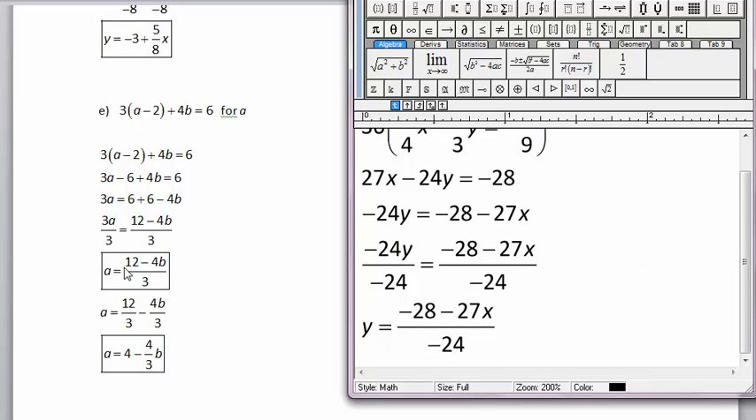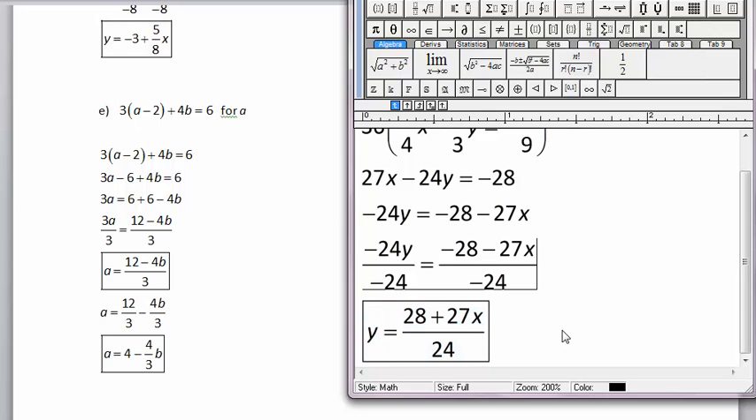As in the previous example, I can leave it as one fraction or I can separate it into two fractions. However, if I leave it as one fraction, this fraction is not currently considered simplified because they all can be divided by the same number, that negative 1. So I could rewrite this as, divide everything by a negative 1. So I could rewrite this as positive 28 plus 27x divided by positive 24. That would be considered simplified.